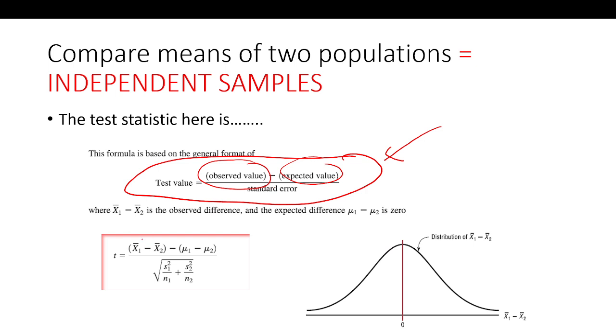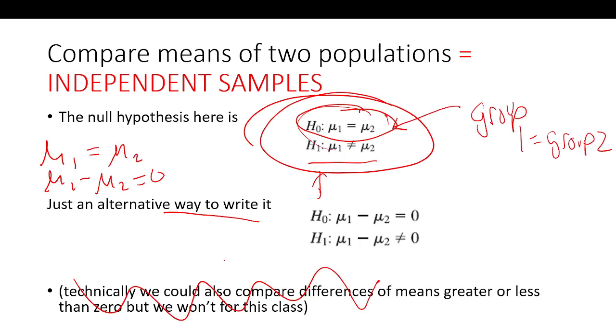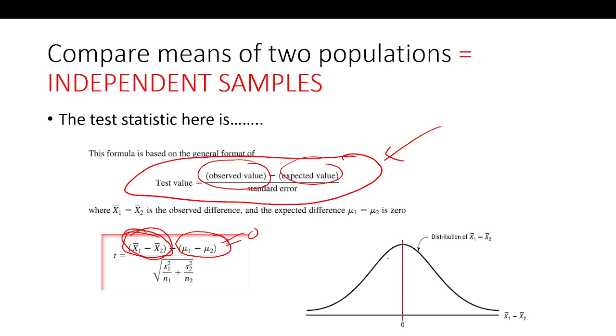Now, in this case, the observed value is the difference of means, and the expected value is this. This, of course, is going to be 0. So we're basically testing whether or not the difference of means is 0. Because your null hypothesis is that the difference of means is 0, and we're testing whether the two groups have no difference or a difference. No difference would be 0. A difference would be something other than 0, whether it's less than or greater than, doesn't really matter.